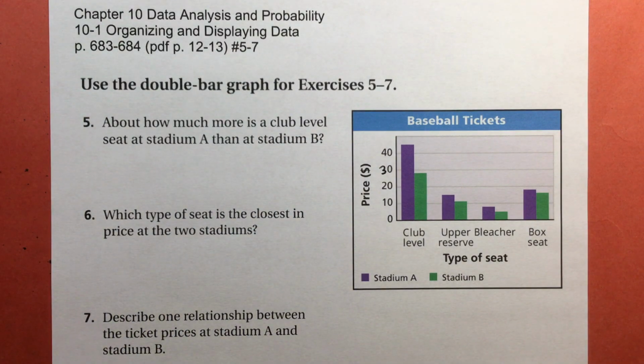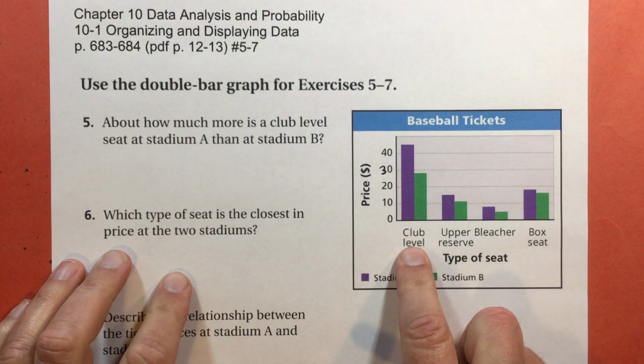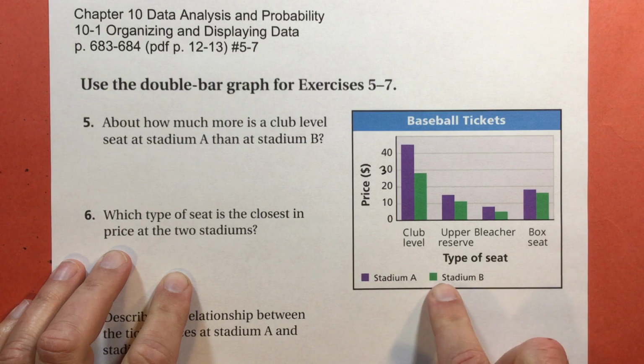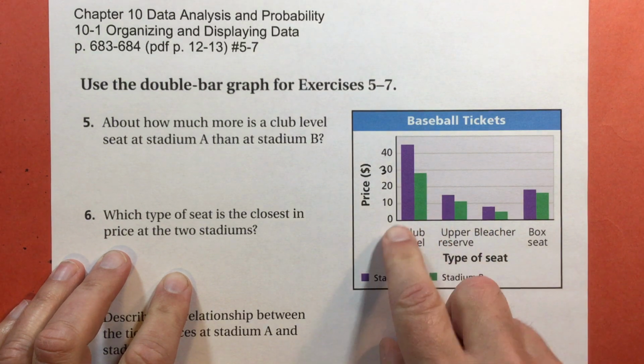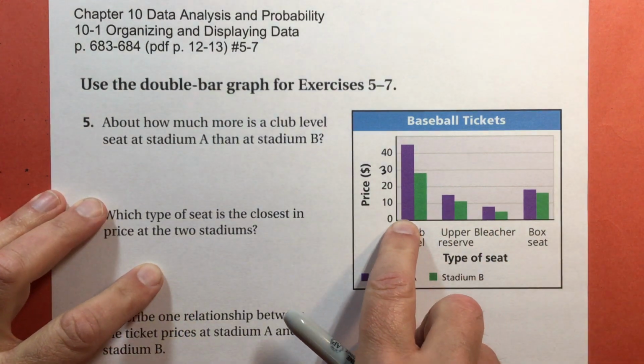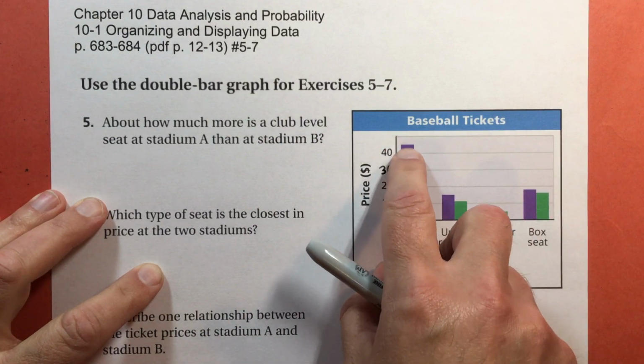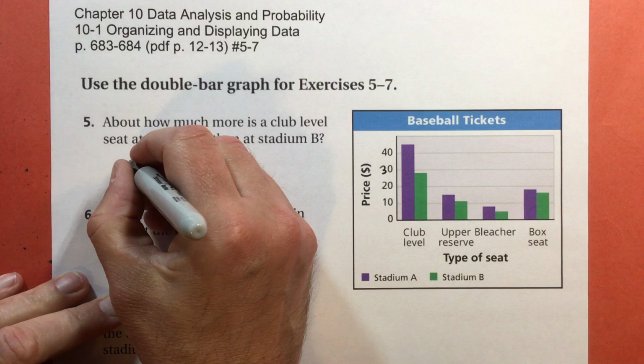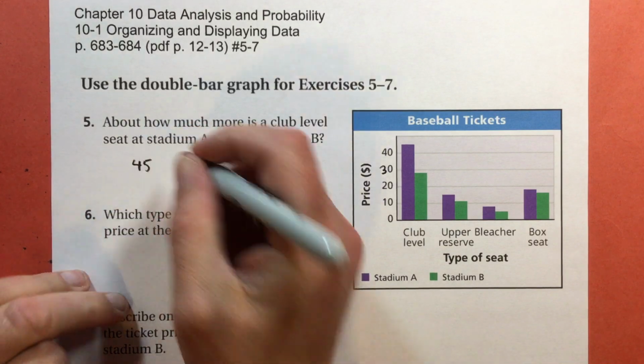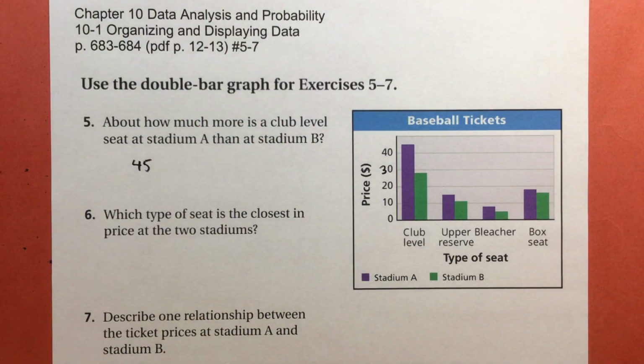How much more is club level at A than at B? Okay, so let's find club level. Stadium A is purple, Stadium B is green. For Stadium A, here's 40. Looks like the next line would be 50. This is about halfway. So I'm going to go ahead and guess about 45. Again, it's not about being perfectly accurate. It's about making an estimation.